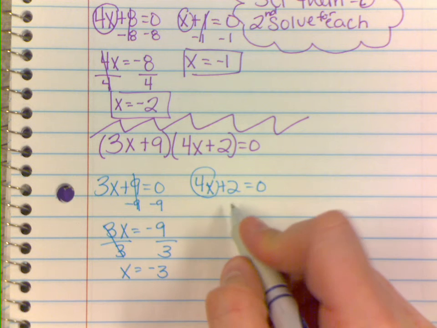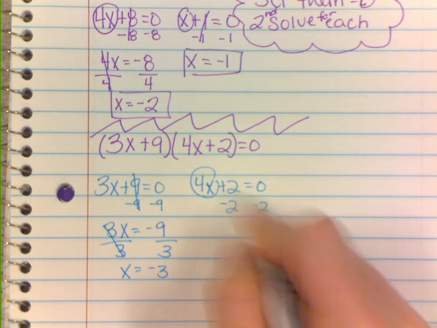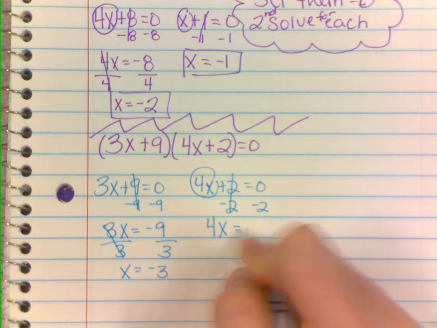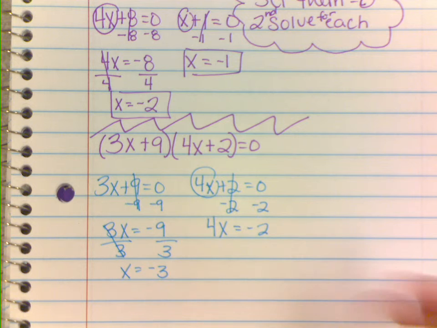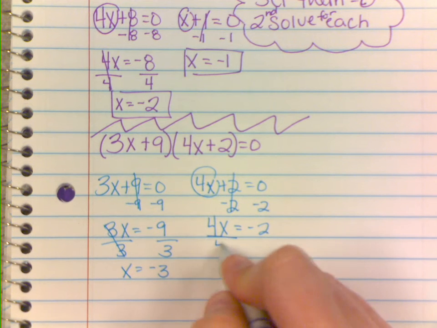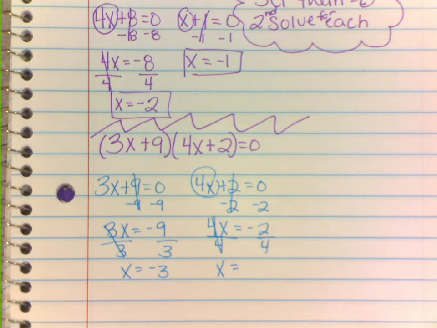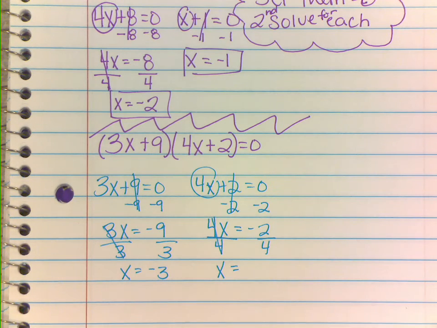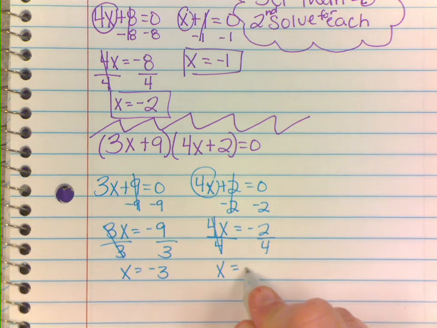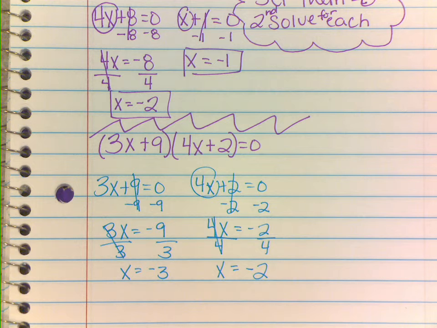Let's subtract 2. Subtract 2. 4x equals negative 2. What next, Jesse? Divide by 4. So x equals, what's negative 2 divided by 4? Negative 2. Now, after we did what we did yesterday, watch what you can do.